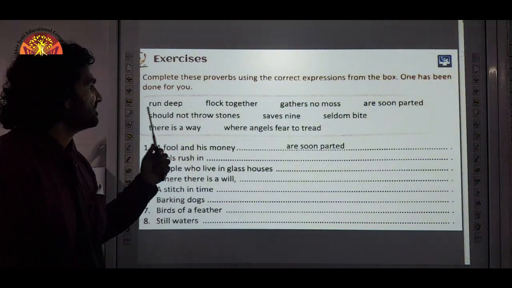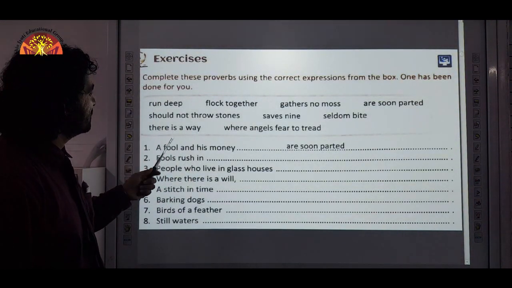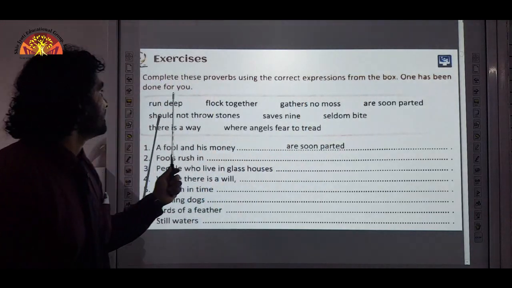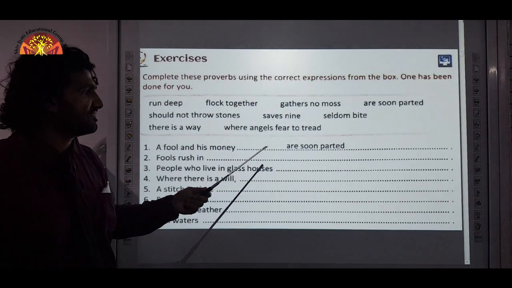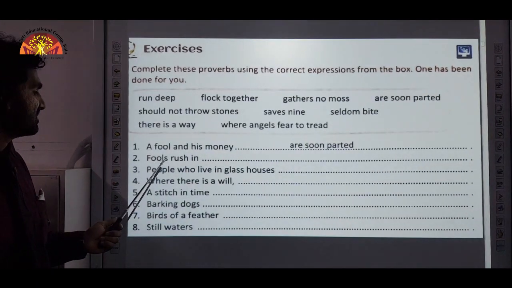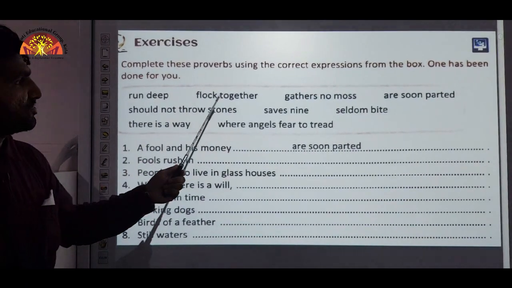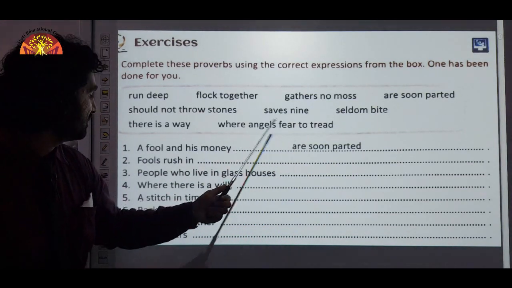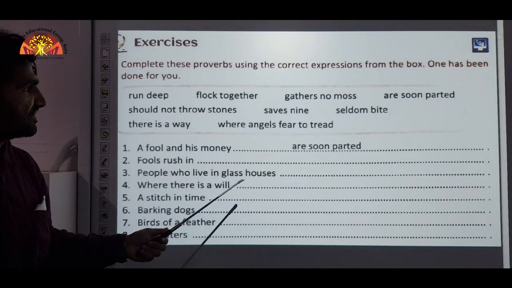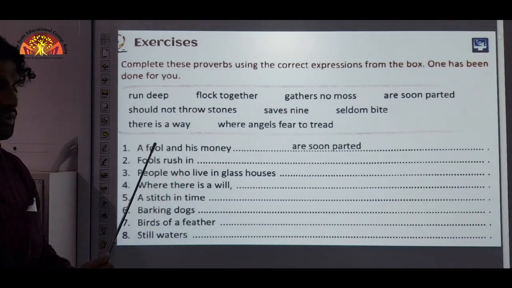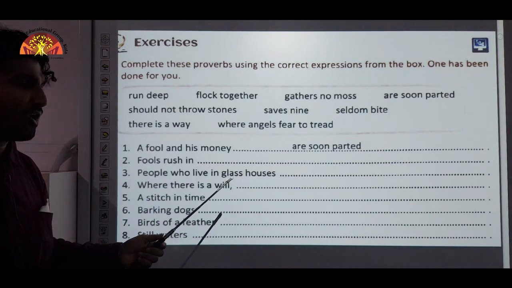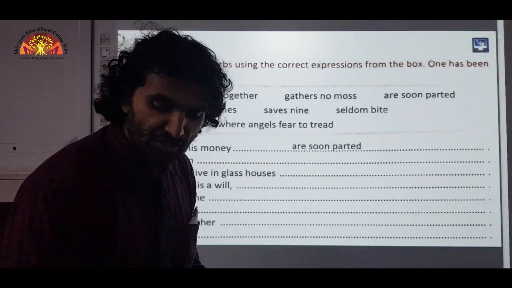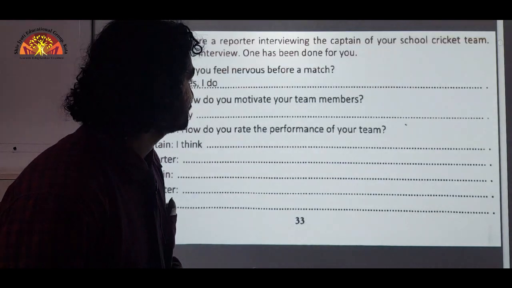We will now go through this exercise. First one has been done for you. Complete these proverbs using the correct expressions from the box. A fool and his money are soon parted. Here we will look at the second one. Fools rush in. The right answer is fools rush in where angels fear to tread. Number 3, people who live in glass houses should not throw stones. Okay? I believe you can do the rest of them on your own. All the best. And just in case you find it difficult, you can ask them in the live class later. Okay?